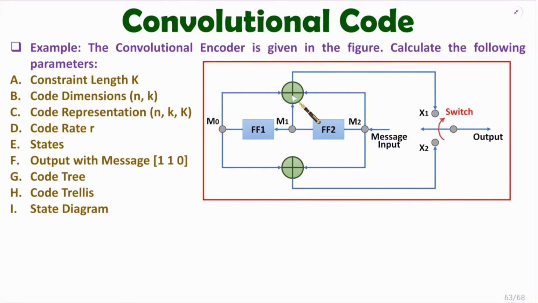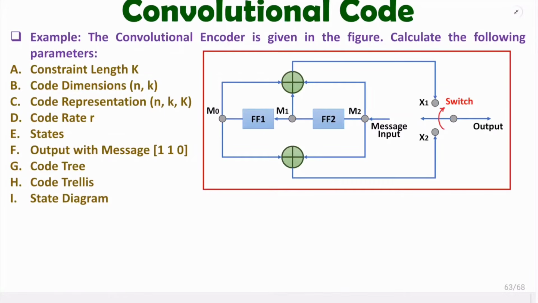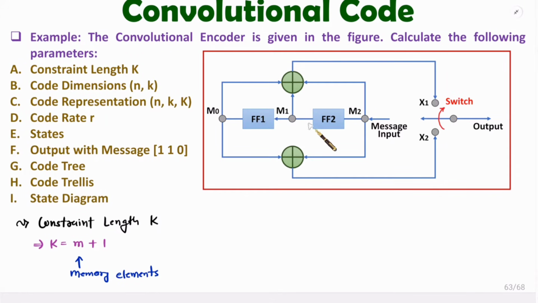So first of all, let me explain what is constraint length. See, constraint length is denoted by capital K and constraint length calculation is based on number of memory elements. If you have m number of memory elements, then constraint length will be m plus 1. Here m is number of memory elements. Here you can observe we have two flip-flops, so here we have two memory elements. So one can say constraint length is 2 plus 1, that means 3.